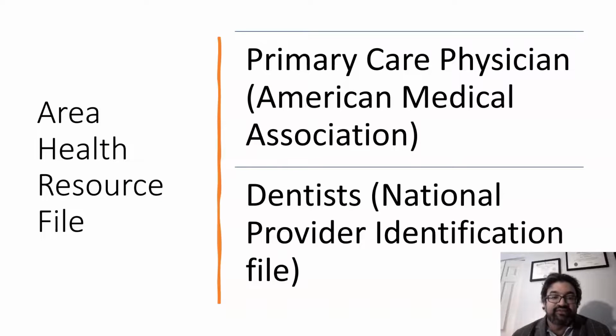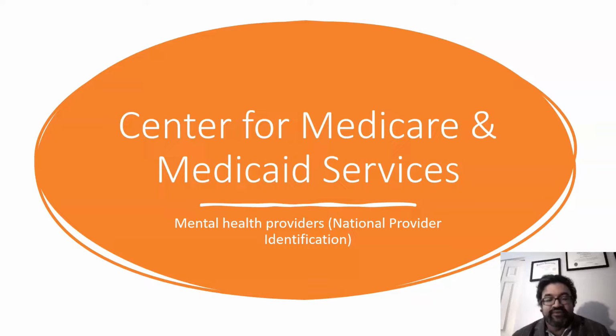And then the area health resource file, well, providers. Provider access is important. So from the American Medical Association, the primary care physicians, the location is there. And then from the National Provider Identification File, there are the dentists. Then from the Center for Medicare and Medicaid Services, we have, very importantly, mental health providers. So here you can see we're covering physical health, primary care providers, dental care providers, and then finally mental health providers.